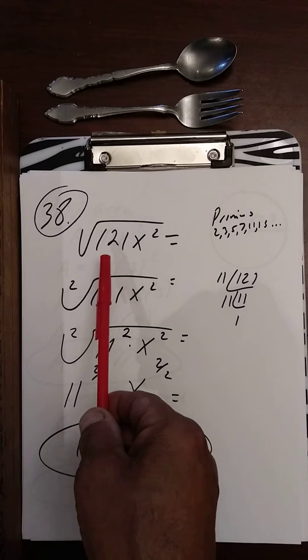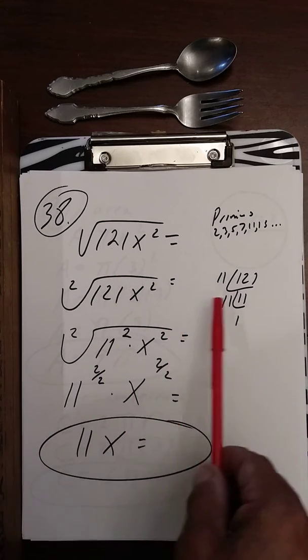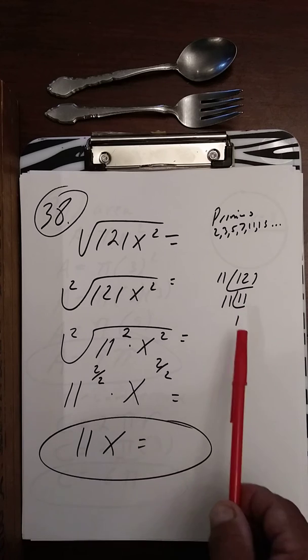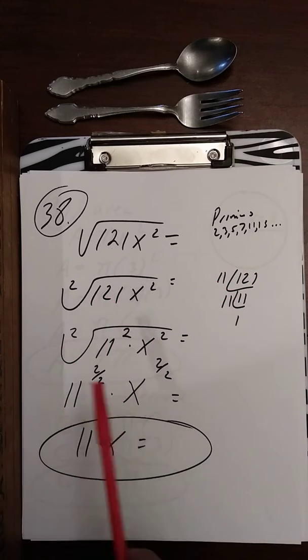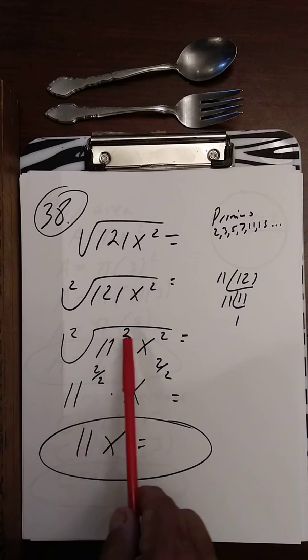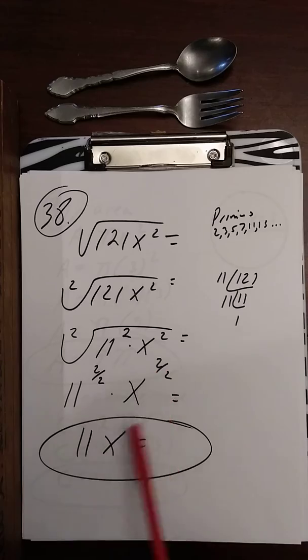Square root of 121x squared. Well, that's a 2. So this one, 11 goes into that 11. 11 times 11, so 11 squared is 121. So now divide the power. 2 divides this one, 2 divides this one. So 2 divides that 1 time, 2 divides that 1 time, and we're done.